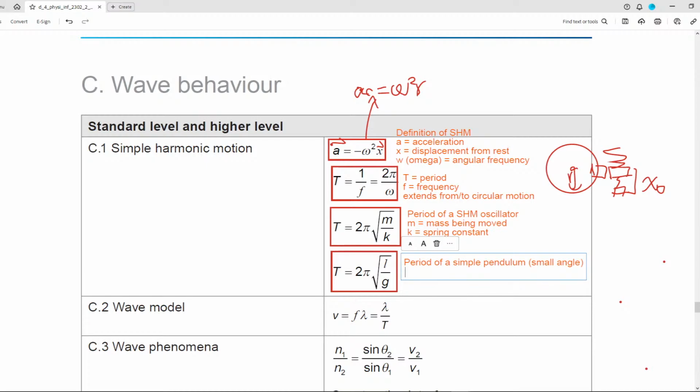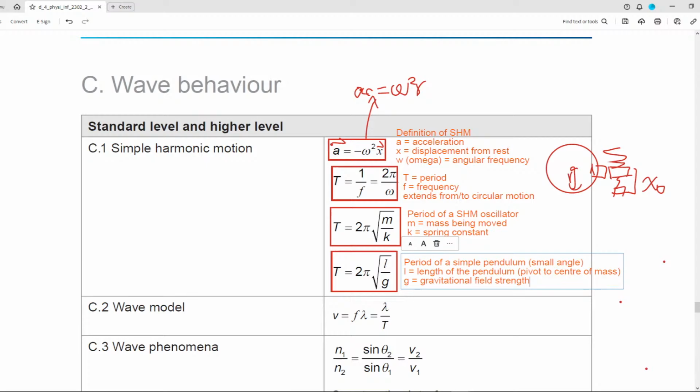But for small angles, you can use this formula, where L is the length of the pendulum, from the pivot, where the string hangs, to the center of mass. Be careful: if the object becomes longer, you can actually change the length. Even though the mass does not change, changing the size of the object can change the length of the pendulum. And g is gravitational field strength.